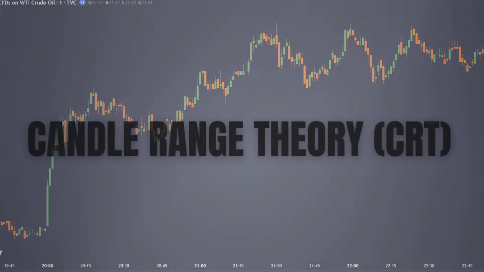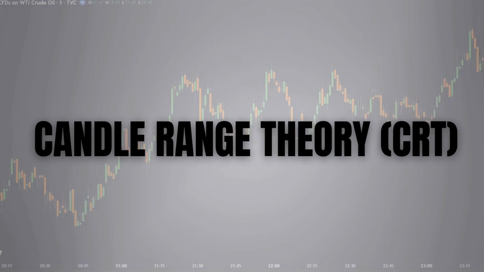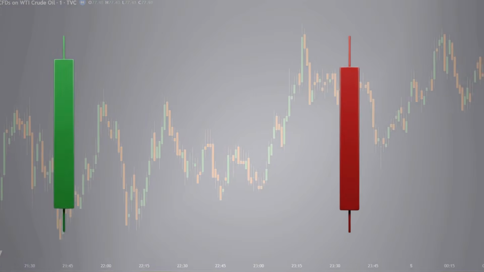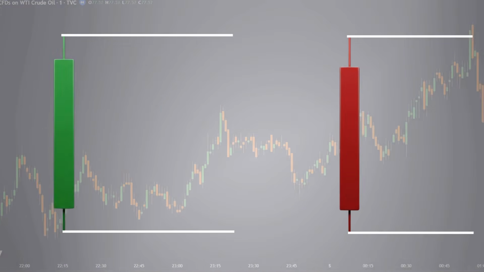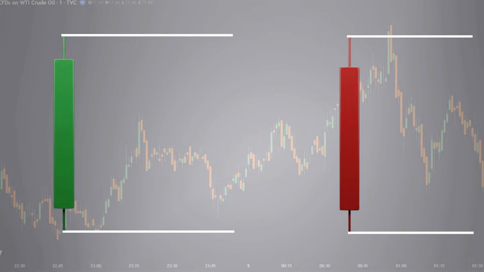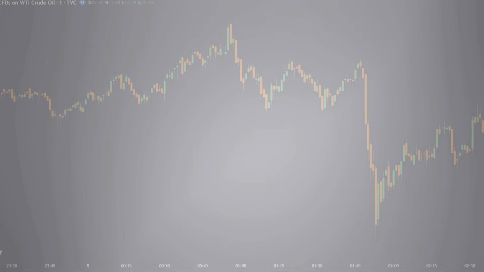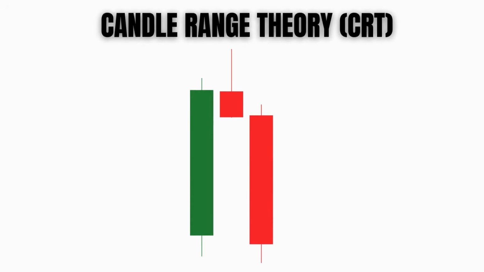Strategy 9. Candle Range Theory, CRT. Candle Range Theory trains you to think about individual candles as mini markets with their own liquidity above and below. Every candle's high and low act as liquidity targets for the candles that follow. CRT is analyzed across 3 candles with distinct roles. Candle 1 defines the range. Its high and low are your key liquidity levels.